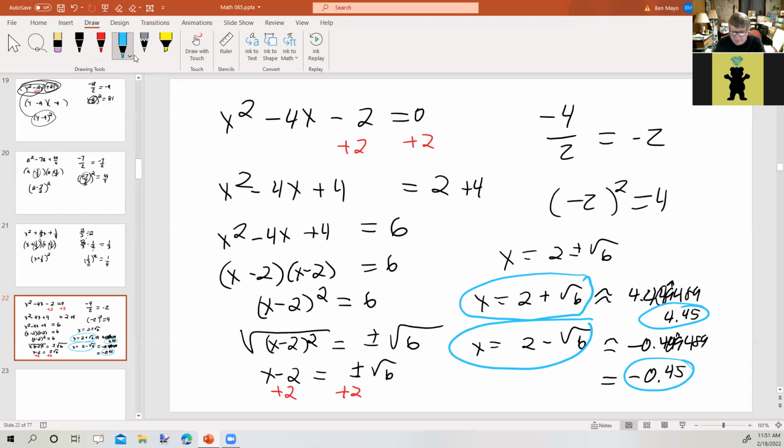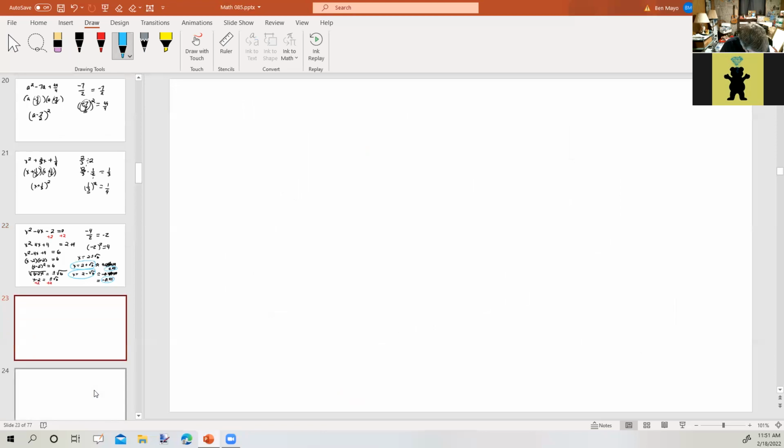Any questions about that example? Okay, let's see here. How are we doing? Yeah, let's do another one that has a leading coefficient of 1.